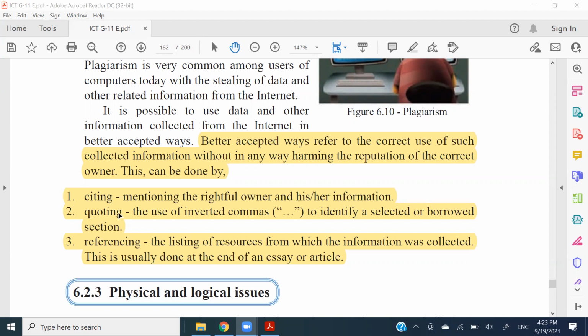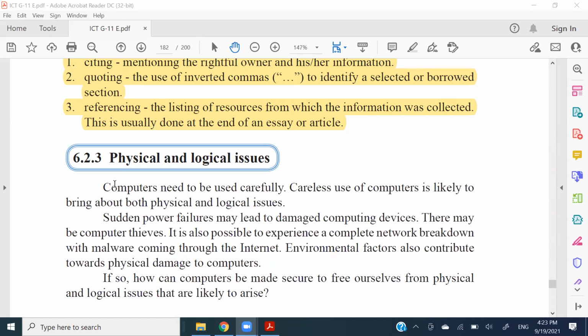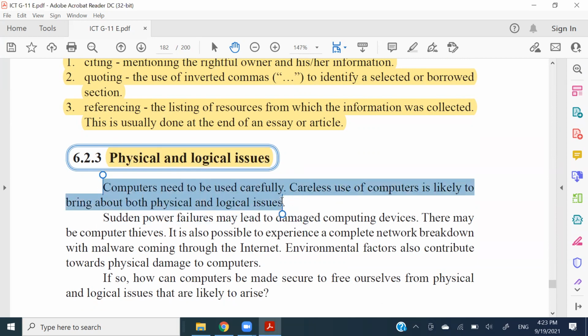Can we move forward, people? So regarding the physical and logical issues, write that heading, and write this particular sentence which describes what logical and physical issues are.